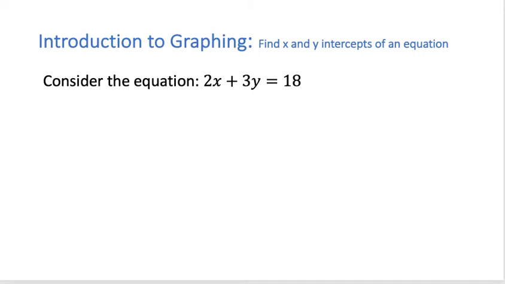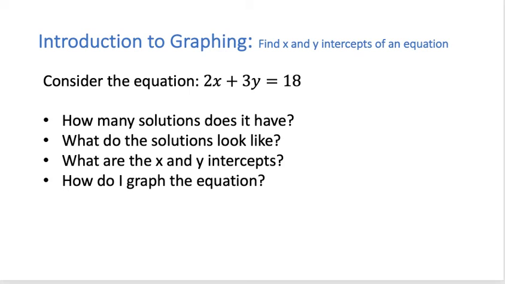So consider the equation 2x plus 3y equals 18. How many solutions does this equation have? And what do those solutions look like? What are the x and y intercepts? And how do I graph the equation? These are some of the questions that we want to answer.